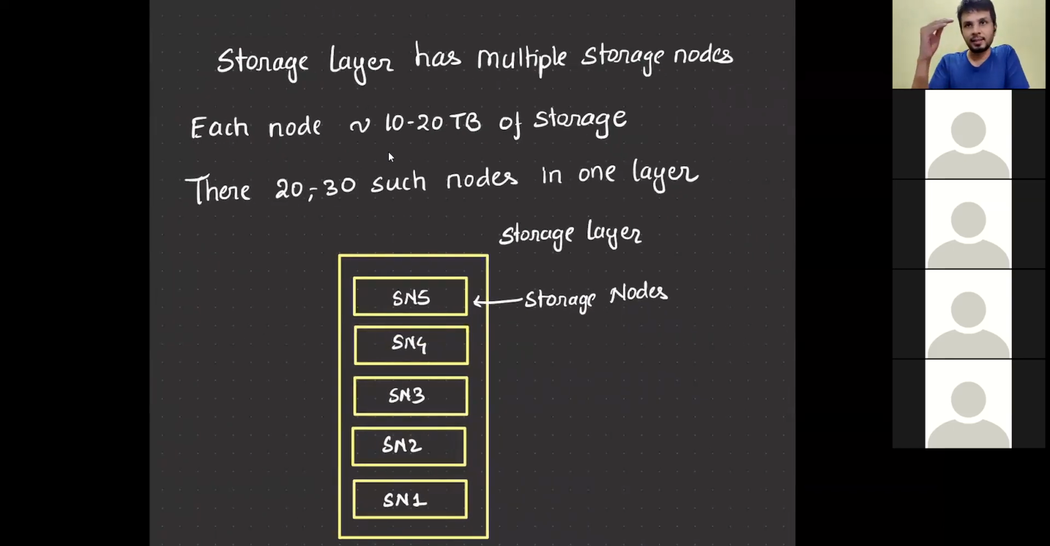The storage layer has one storage layer. Now this is a physical thing. This storage layer has multiple physical storage nodes. Assume that SN5 is one that uses a hard disk, which is added in this rack of system disks. Each node is 10 to 20 terabytes of storage, and there are 20 to 30 such nodes in one layer. So this is one storage layer. These are physical hard disks which are stored there.